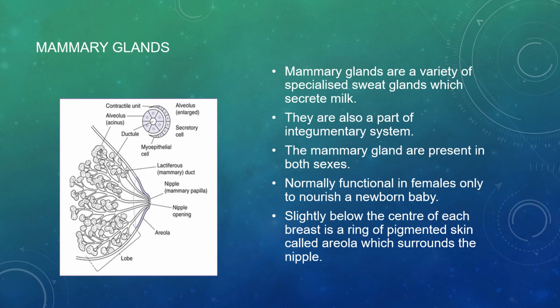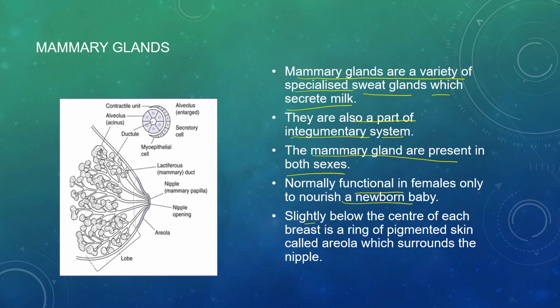So what are mammary glands? Mammary glands are also derivatives of the skin. They are a variety of specialized sweat glands which secrete milk. So they are not secreting sweat, they are secreting milk. They are also a part of the integumentary system, and these mammary glands are present in both sexes, male and female. Though in males they don't secrete milk. Normally they are functional in females only, to nourish a newborn baby.